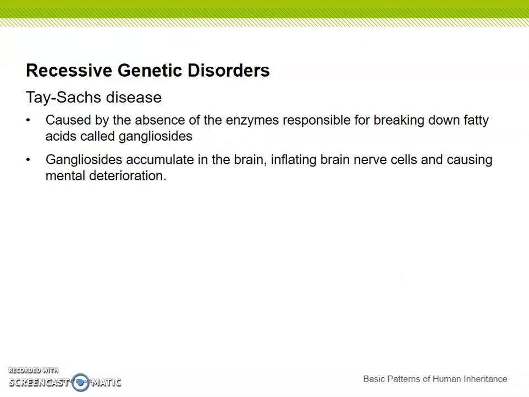Tay-Sachs is a disease that is caused by the absence of an enzyme responsible for breaking down fatty acids, and so those fatty acids accumulate in the brain, causing it to not function properly. Children with Tay-Sachs usually progress normally for the first few months of life, and as these fatty acids begin to build up in the brain, they start to regress or go backwards developmentally. So they may learn to walk, but then soon lose the ability to do that.